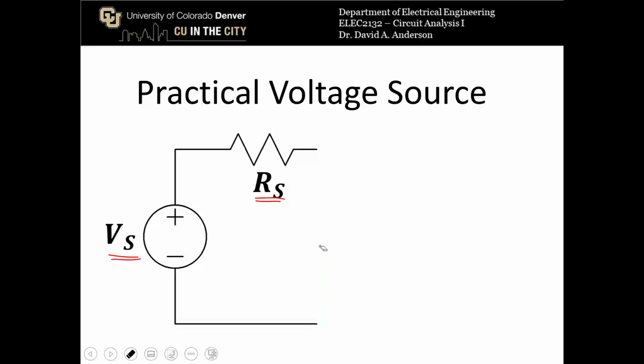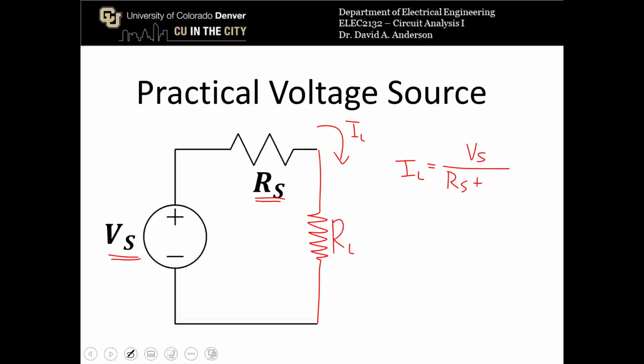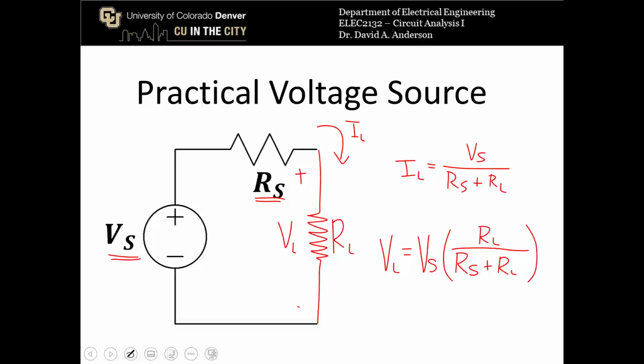Now, if I connect a load resistance called R sub L across this practical voltage source, the current I sub L that is delivered to the load resistor is going to be equal to the voltage value divided by the total series resistance, R sub S plus R sub L. The voltage delivered to the load resistor, V sub L, is going to be equal to V sub S times R sub L divided by R sub S plus R sub L, because it's simply a voltage divider.